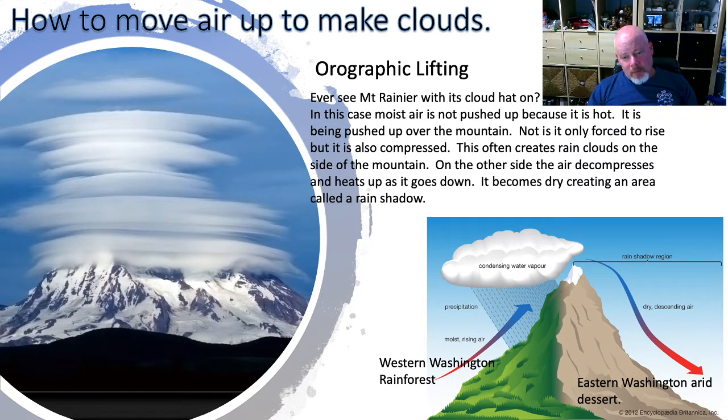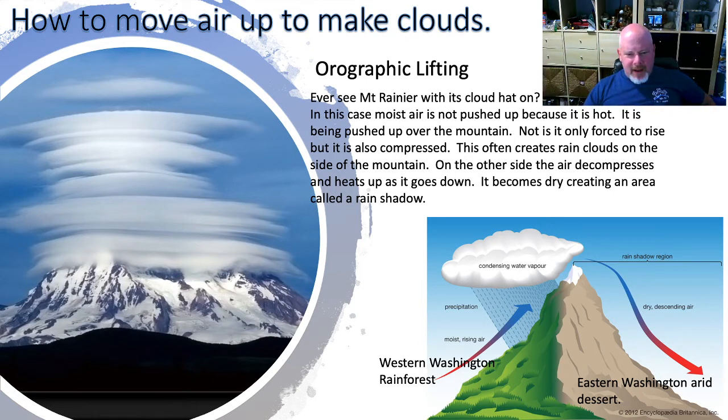Now what happens is once that air reaches the top of the mountain, it starts to go back down the other side. Well, air that's going down is heating up. And if it's heating up, we're going to drop below 100% relative humidity really fast, which means it's going to dry out. So if you've ever driven to eastern Washington, you've gone over Snoqualmie Pass, you'll see trees as you go up the pass. And then as you go down the pass, it's desert.